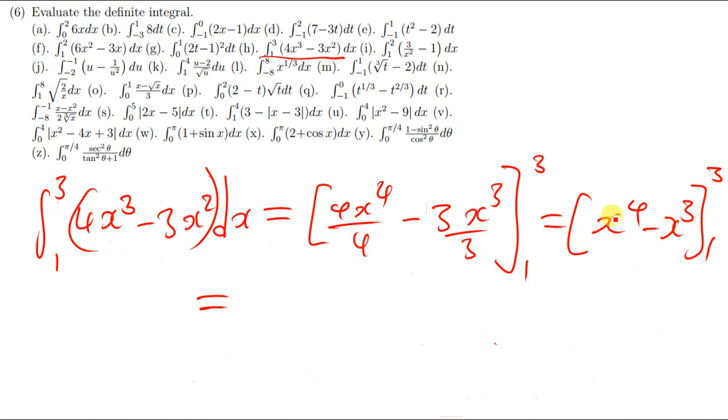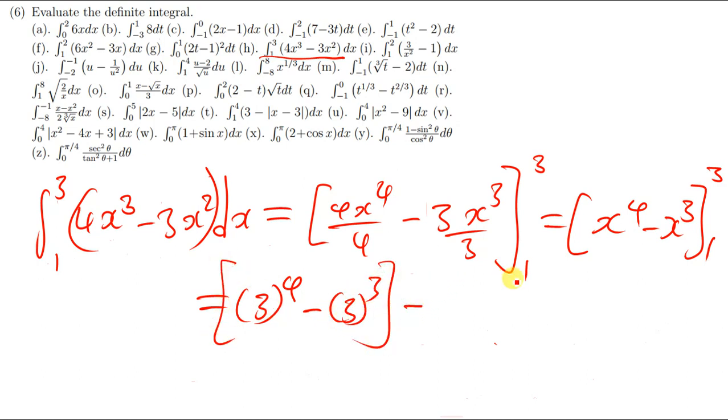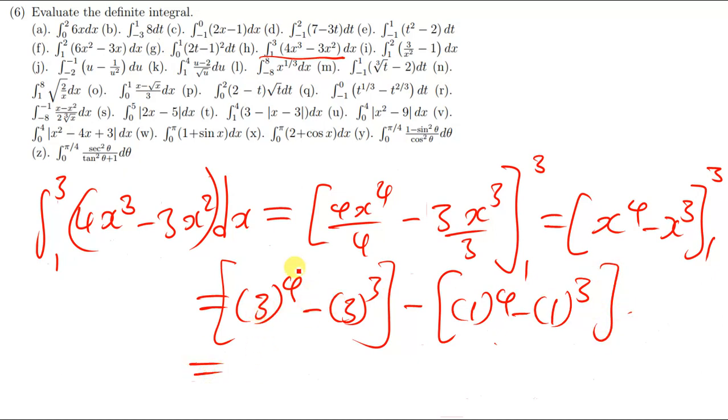Here it is just a matter of replacing in the limits. Where there is x we put 3, so we're going to have 3 to the power 4 minus 3 to the power 3, and that's for the upper limit. Then we also replace in the lower limit, which is 1. We put 1 there, then minus 1 to the power 3. In this part we're going to have 3 to the power 4, that is 27.